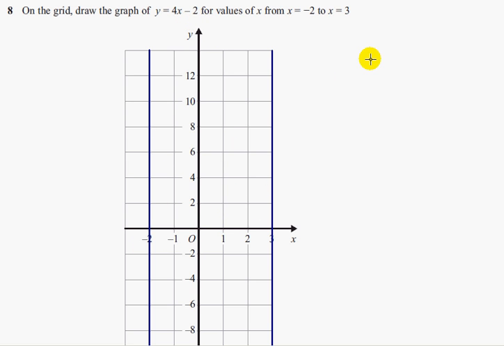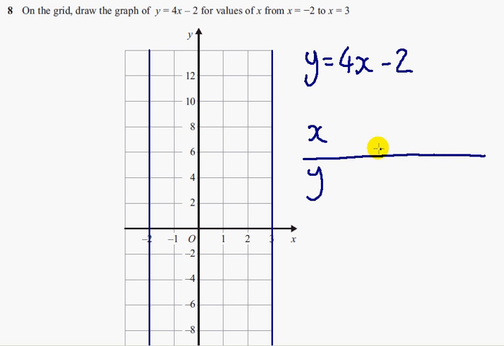Okay, so y equals 4x minus 2. I'm going to need a table of values. Now you really only need 3 to draw a straight line, but you could do more if you wanted to. I'm going to choose 0, 1 and 2.